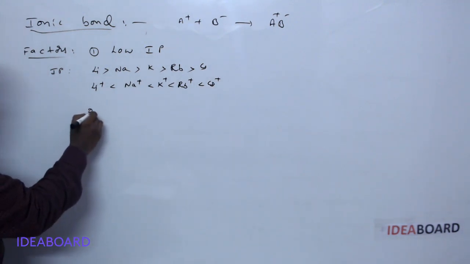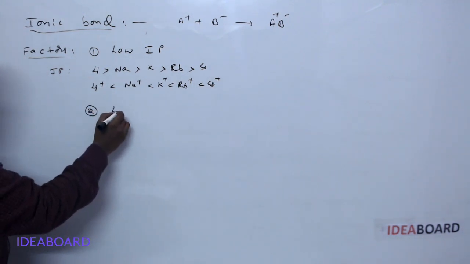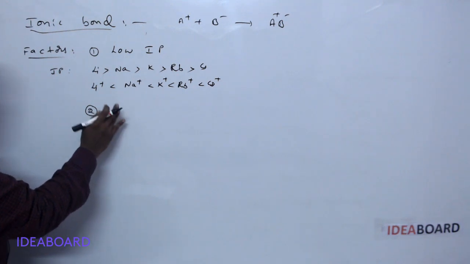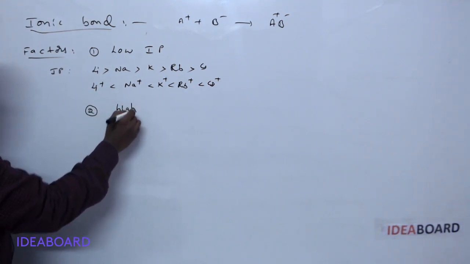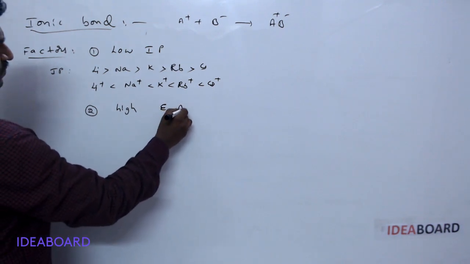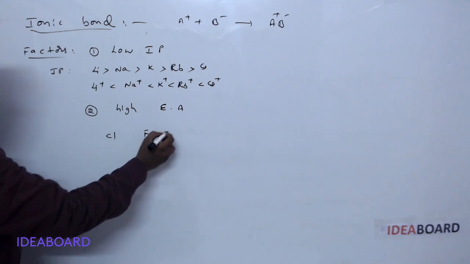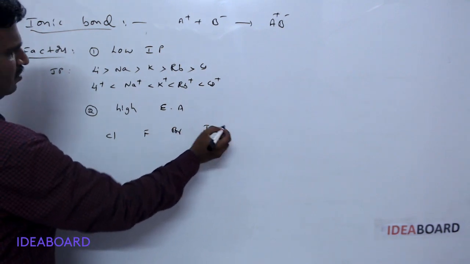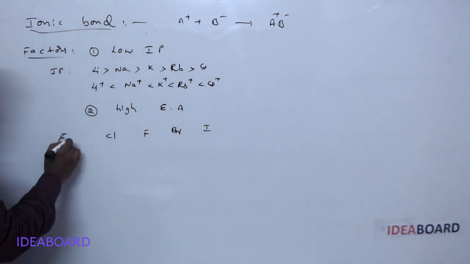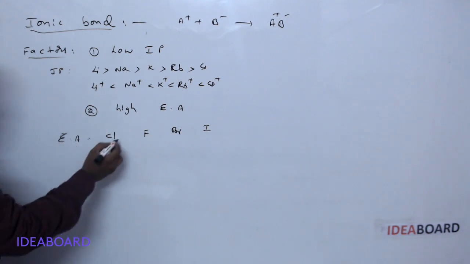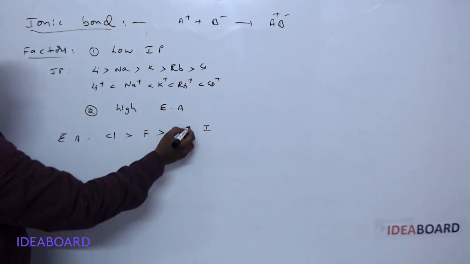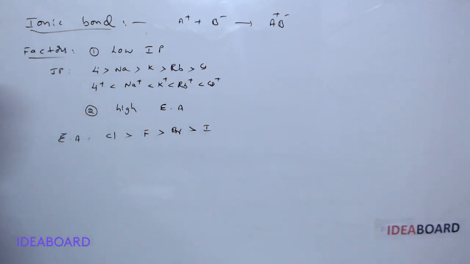And the second factor is high, that is large or high, electron affinity. Here, if you are taking chlorine, fluorine, bromine, iodine, the electron affinity order I am taking: the electron affinity of Cl is more than F, more than Br, more than iodine.